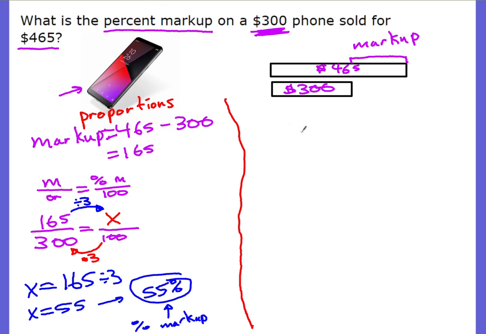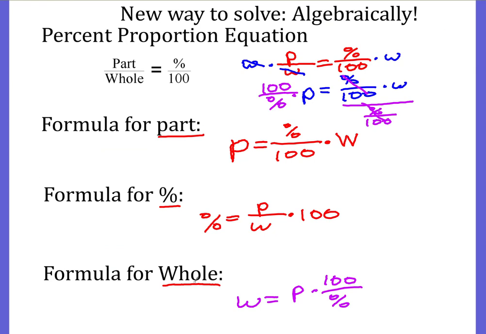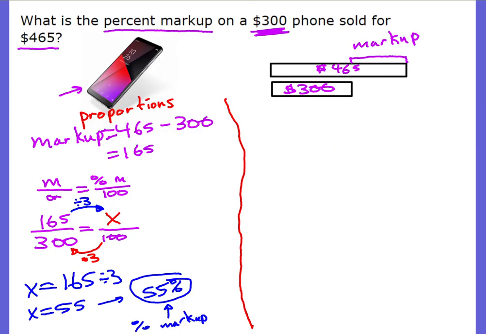All right, let's look at this one more way, because we have this old school method, but now we're building towards algebra. So I want to show you this new method where we just solve for something algebraically. What I'm looking for is the percent markup. So I'm going to grab this proportion here. Percent is equal to part over whole times 100. I think I said divide by 100, but of course I mean multiply by 100.